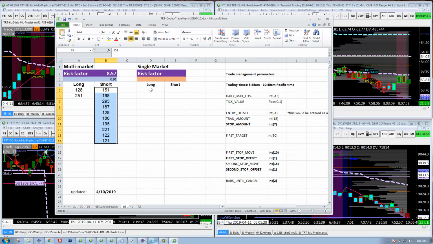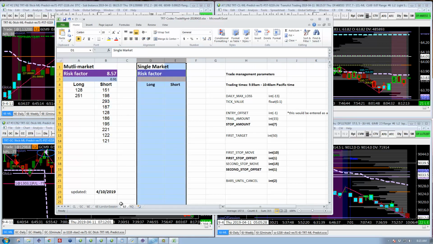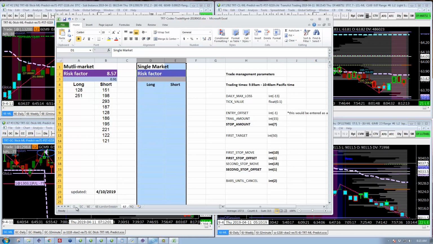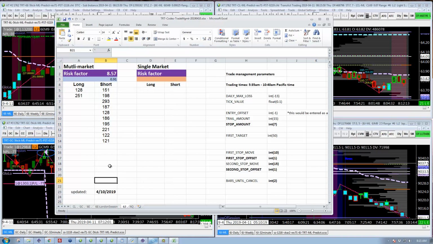So the work this week and weekend is calculating or doing the analysis to come up with the sets of codes with an appropriate risk factor for the other markets, and we look at that differently. So we'll see what that looks like by the end of the week.